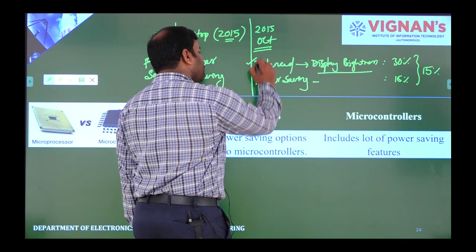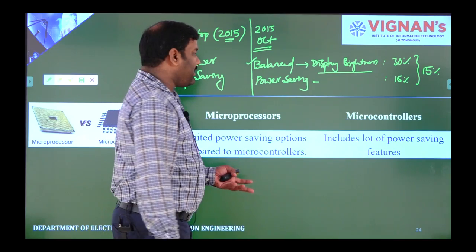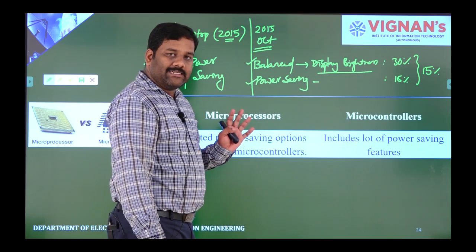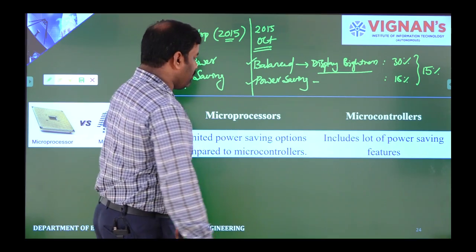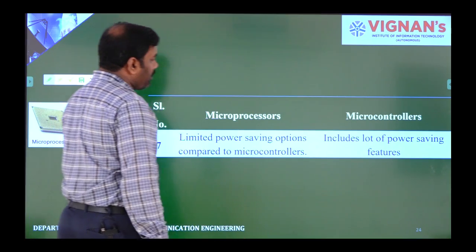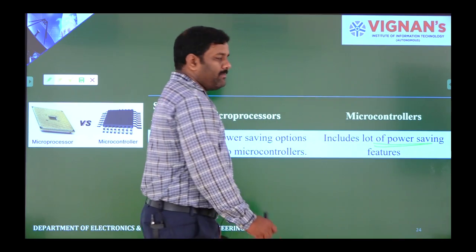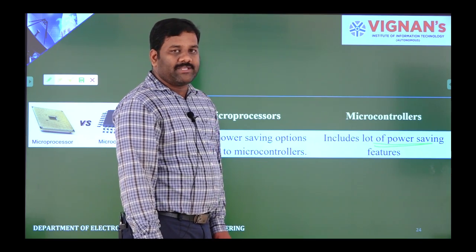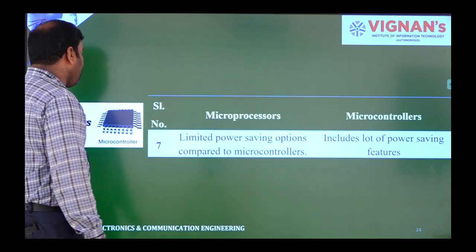If it is in balanced mode, in your mobile a lot of apps are running in the background. But if it is in power saving mode, no apps are running; it only handles incoming and outgoing calls. It will accept the power saving mode. But a microcontroller includes a lot of power savings. Nowadays we are using smartphones, and everything is based on power saving features only.